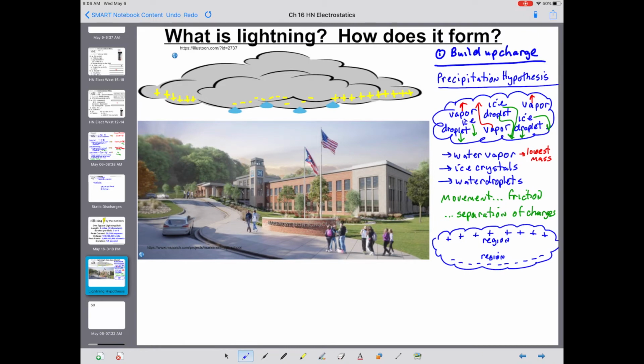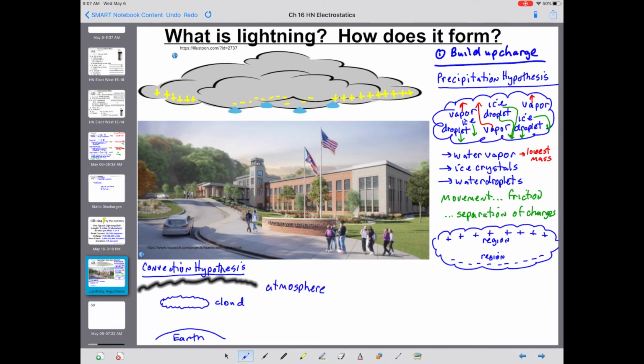Now, another process that can also explain the separation of charges is called the convection hypothesis. This is a little bit larger scale. So then we have Earth and then a cloud. Use your imagination, that's a cloud. And then I'm going to draw the outer edge of the atmosphere. The atmosphere is plus or minus in the neighborhood of about 20 miles deep. So you have clouds somewhere in between there.